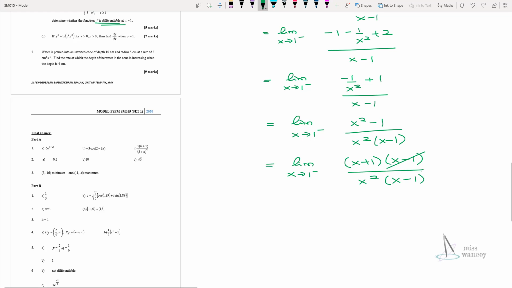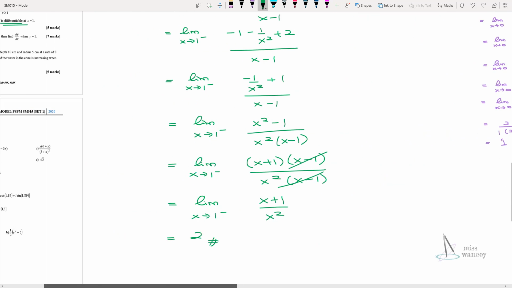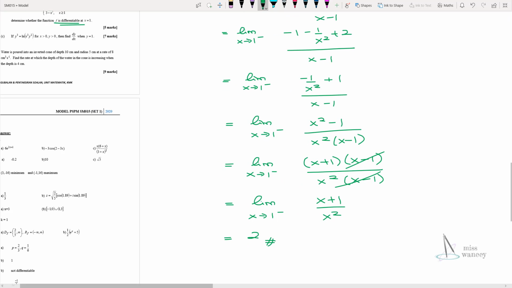Then cancel out x minus 1. So this is the limit for x approaching 1 on the left hand side of x plus 1 over x square. So substitute x with 1, 1 plus 1 is 2, 2 over 1 is simply 2. Okay, so on the left hand side I have the value which is 2. So now let us check on the right hand side. No space, so I have to go down.